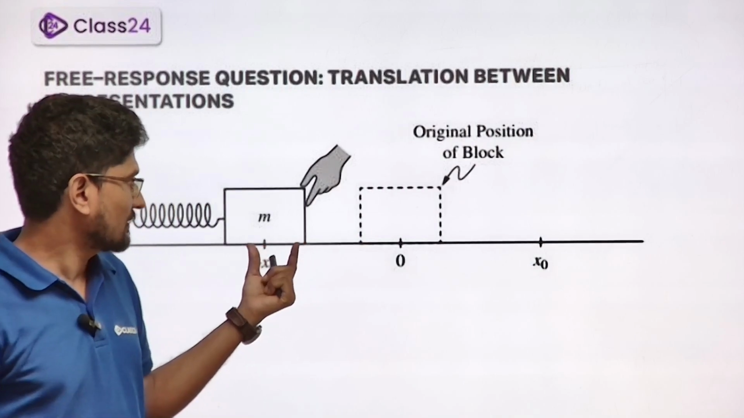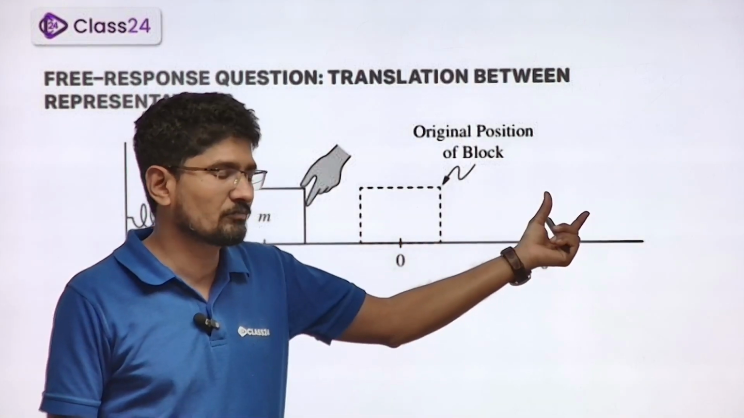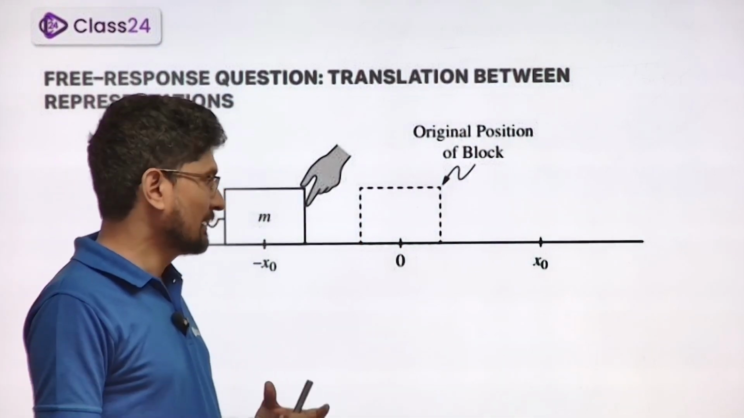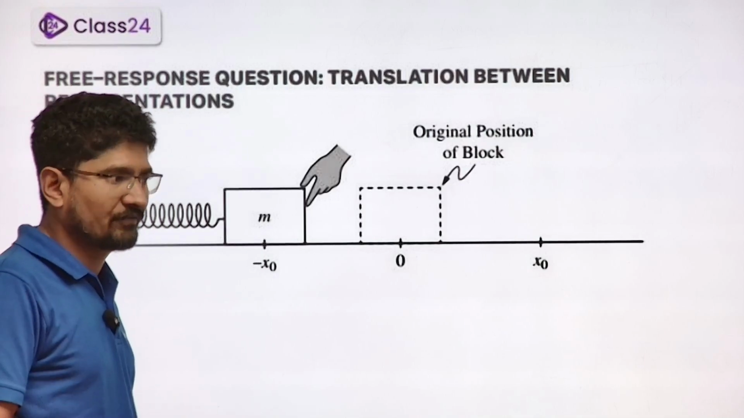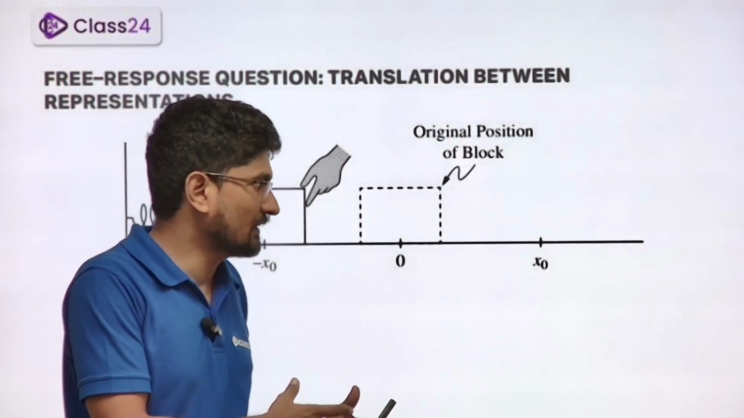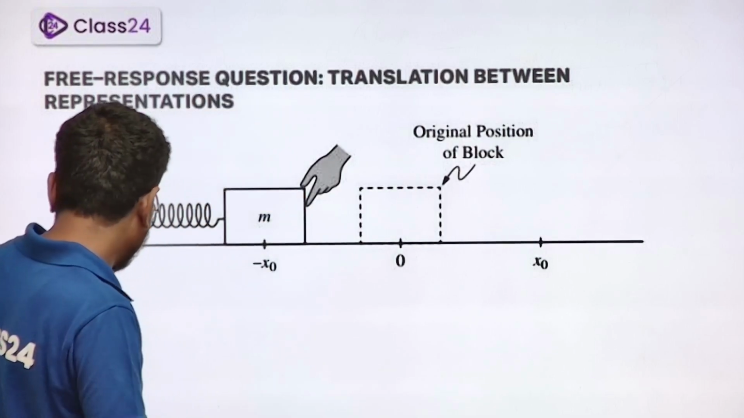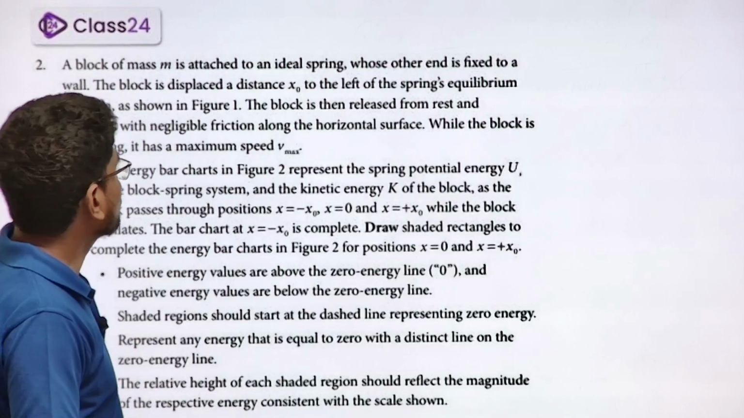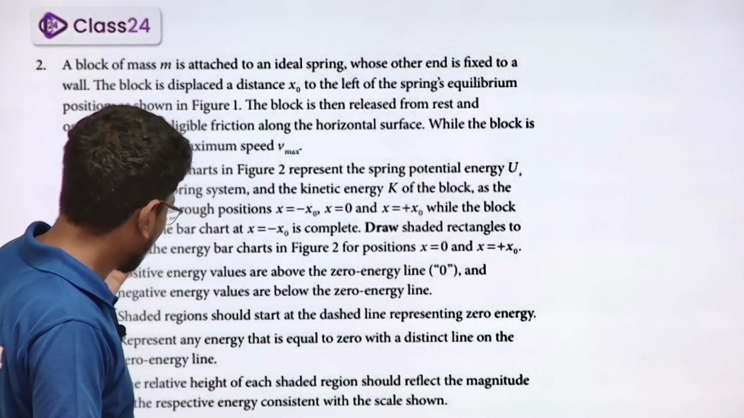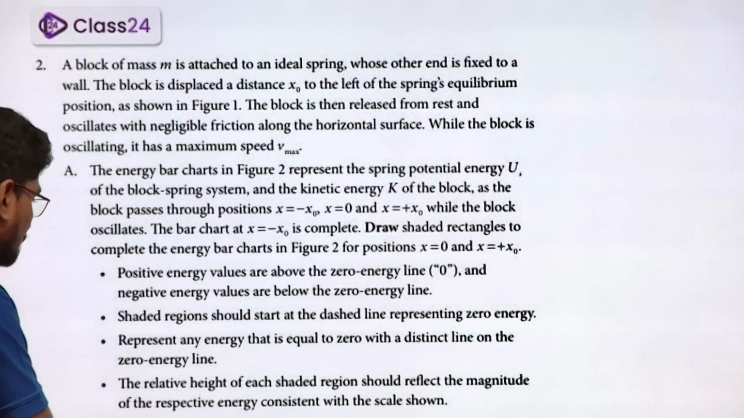A block is compressed by some distance and then released, reaches the mean position and then the extreme position, and starts SHM with a fixed time period or angular velocity. But we have to represent it in different ways, like in a graph, a bar chart, or a sinusoidal graph. Let's see. In this question, the motion of the object and the kinetic energy and potential energy of the object are explained in this complete page.